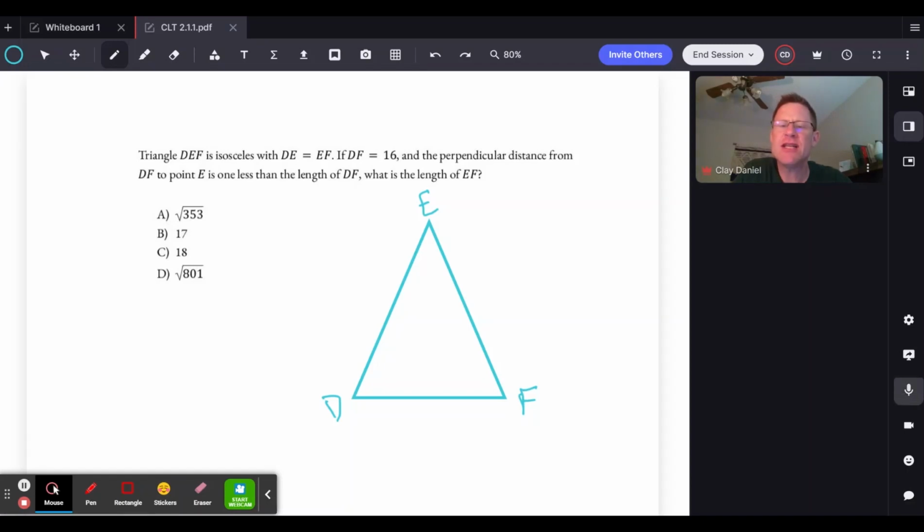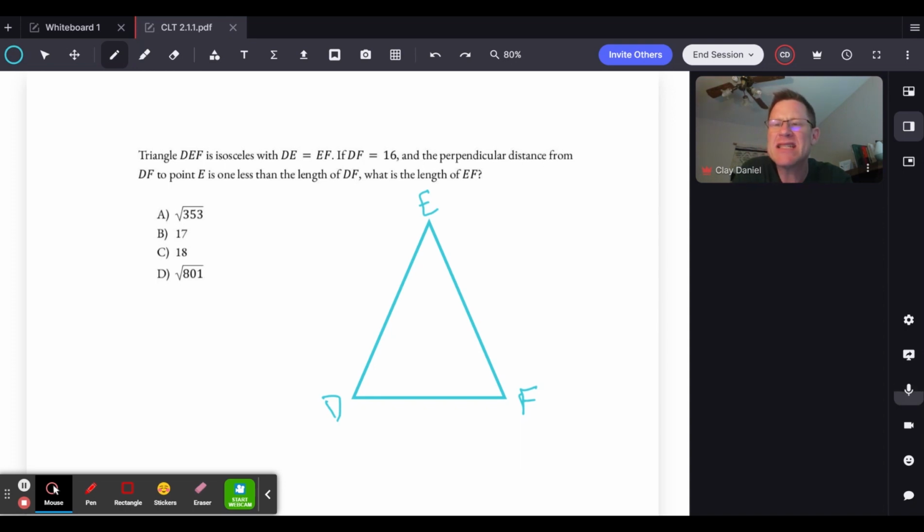This is a CLT geometry problem. It's got a lot of components, so it's important to draw out what you're seeing and really indicate that on your drawing. So let's see what it reveals to us as we read.